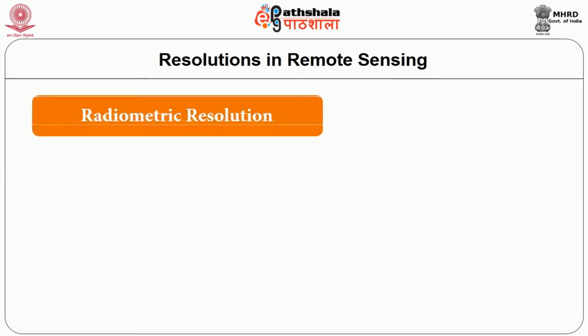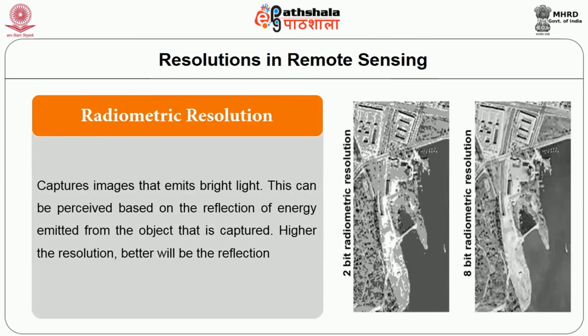Then radiometric resolution. It captures the image that emits bright light. This can be perceived based on the reflection of the energy emitted from the object that is captured. The higher the resolution, the better the reflection. So the cameras we use for obtaining radiometric resolution should have more resolution power. Only then could they emit the radiation and capture a better object.